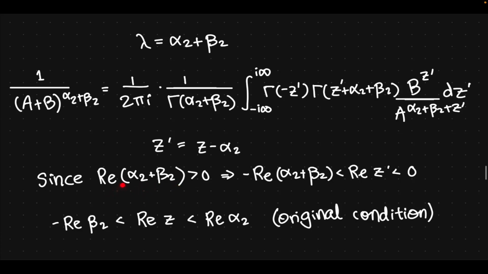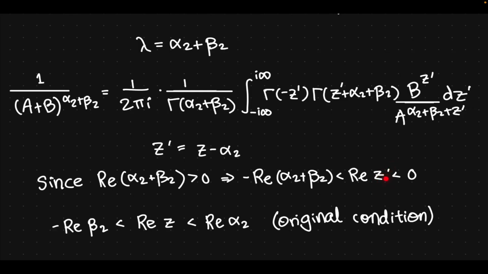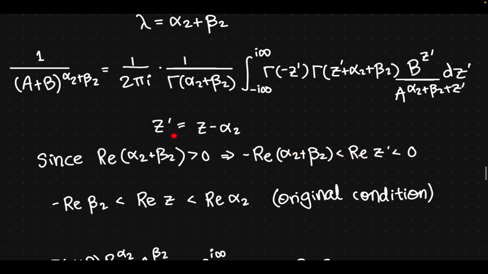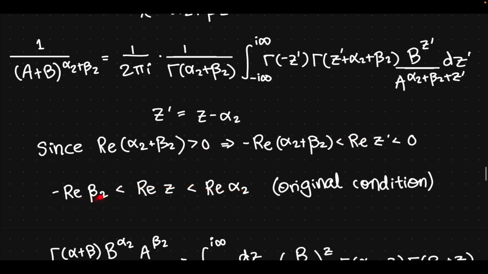Well, we know from the beginning, the central assumption we started this lemma with, that the real part of alpha 2 plus beta 2 is greater than 0, because 2 also comes in the for all i,j condition. So that means the real part of z prime can be placed in that nice standard choice that we had for the Mellin-Barnes integral. So minus real part of alpha 2 plus beta 2 is less than real part of z prime is less than 0. This is the standard choice. Since real part of alpha 2 plus beta 2 is greater than 0 from the first condition, we can make this standard choice. And that will actually help us, because when we change the variables, going from z prime to z, we actually end up with the original condition: minus real part of beta 2 less than real part of z less than real part of alpha 2. That's the only condition we need. And that condition is already considered in the bigger condition that we used to start this proof.